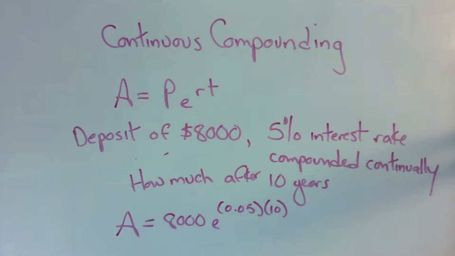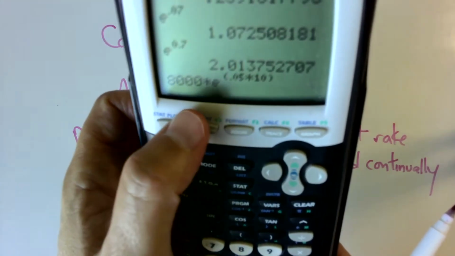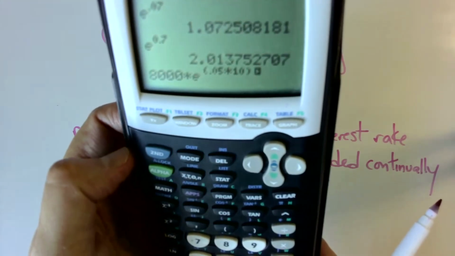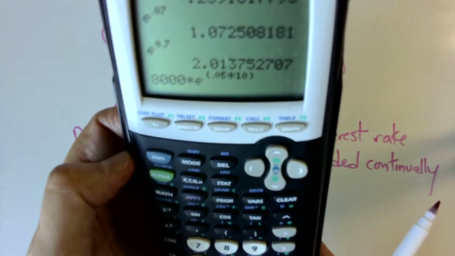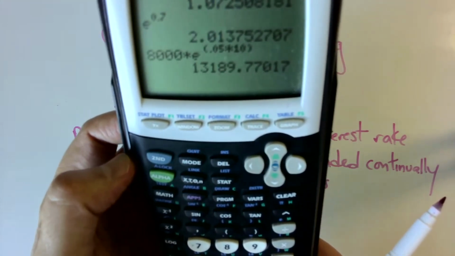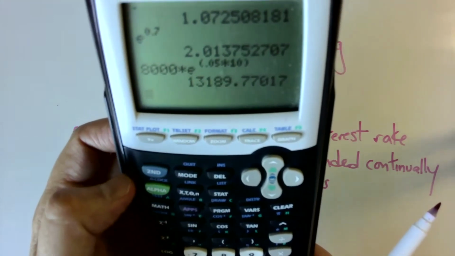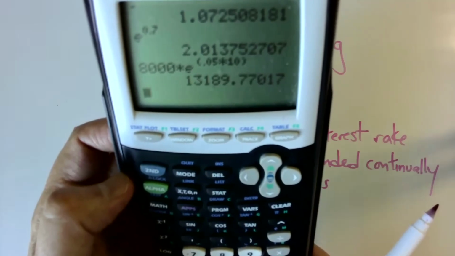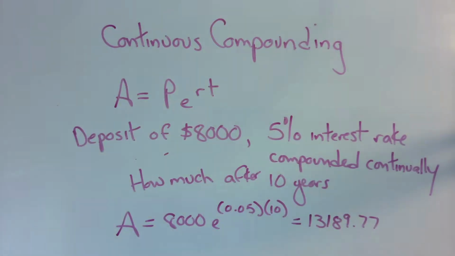We put it all in our calculator. 8,000 times e raised to the parentheses 0.05 times 10. And after 10 years, compounded continuously, that grows to 13,189.77. And that is your introduction to what e is, what the definition of it is, how you use it in decay or growth problems, and how you use it in continuous compounding problems.